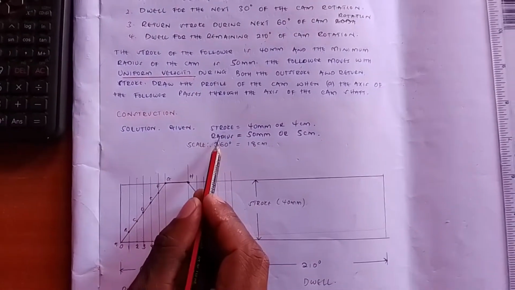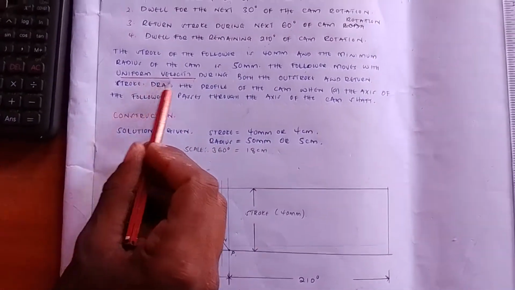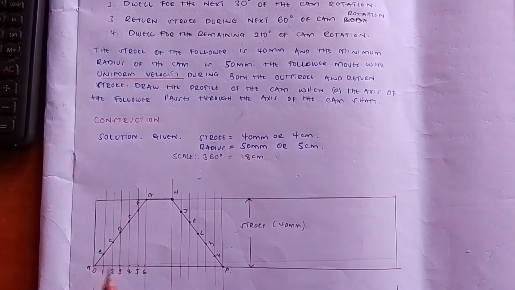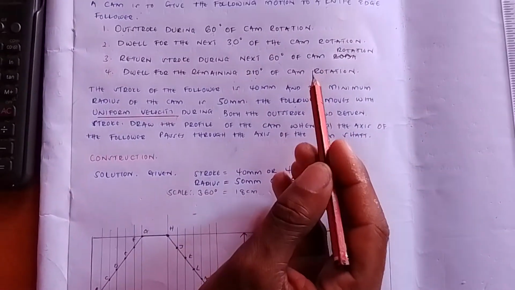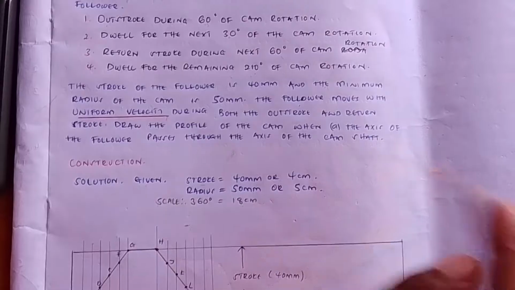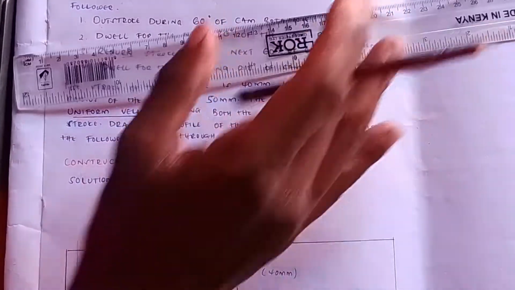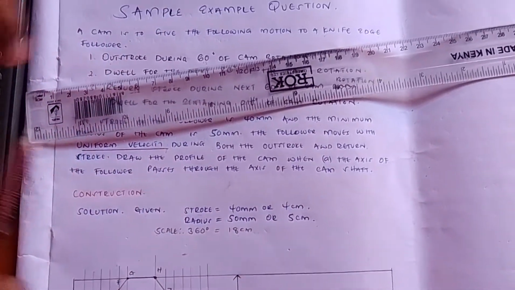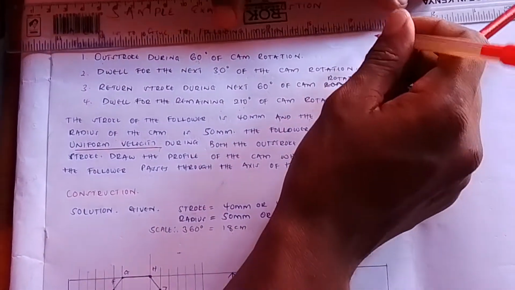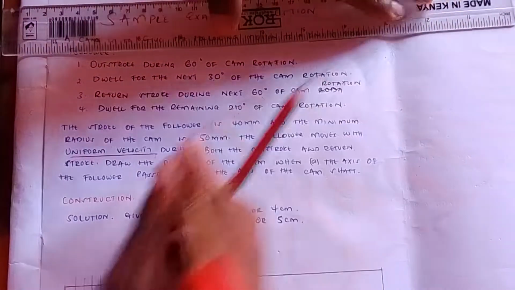So the very first thing I told you, you should look at the stroke, the radius. You should also look at the motion at which you want to construct the cam displacement. But when you're constructing now the cam profile, you look at the follower. What is the type of the follower, the kind of the follower that you have been given? And the type of follower in this case is a knife edge follower, as you can see there. So I want to show you now how to construct the cam profile.